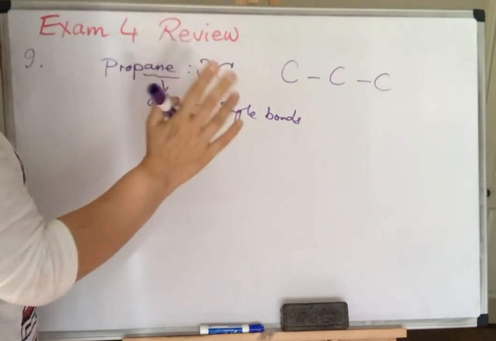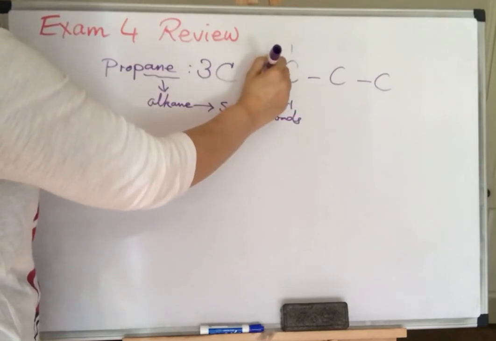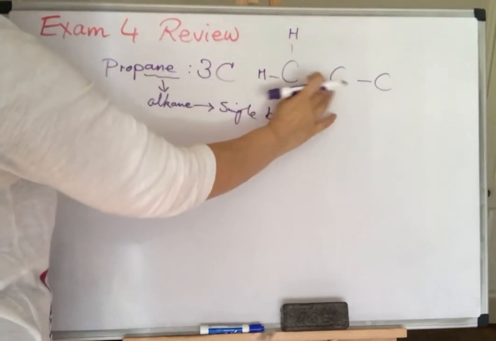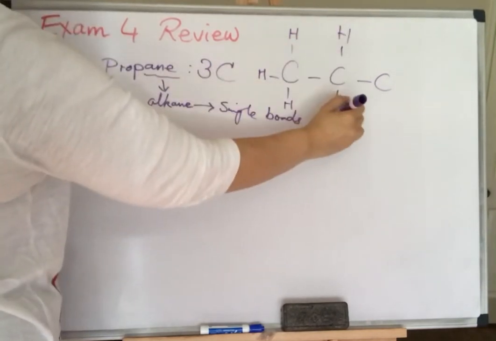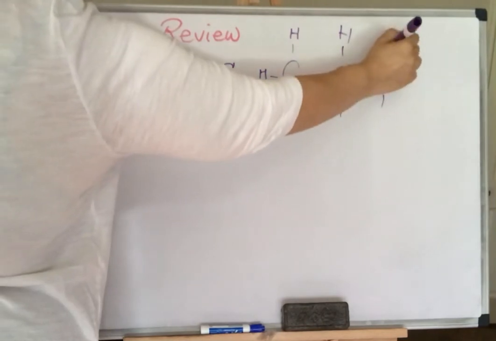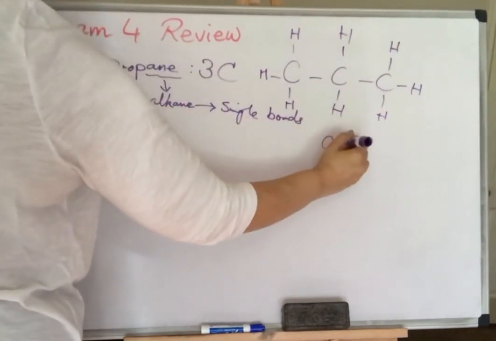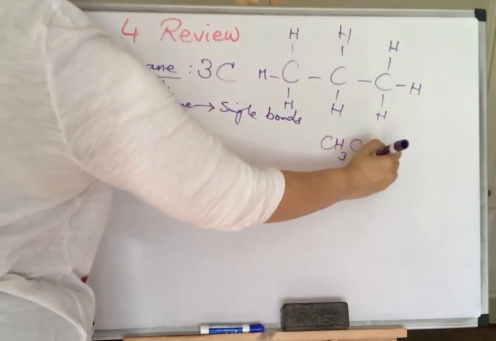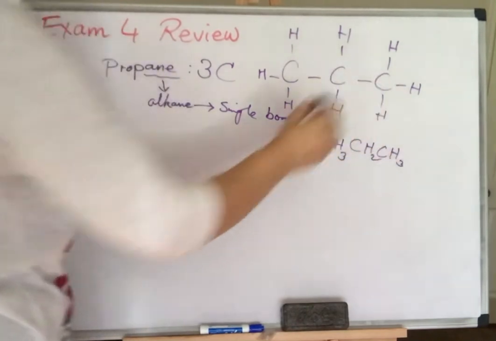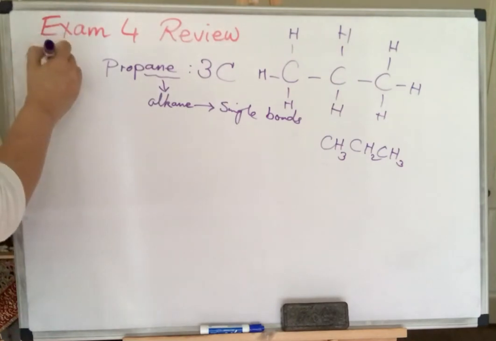Out of 4 bonds, you have 1, so you need 3 more hydrogens. Out of 4 bonds, you have 2 already here, so you need 2 more. And out of 4 bonds, again, you have 1, so you need 3 more. So you can say this is CH3, CH2, CH3, and this formula is in D. So the answer is D.